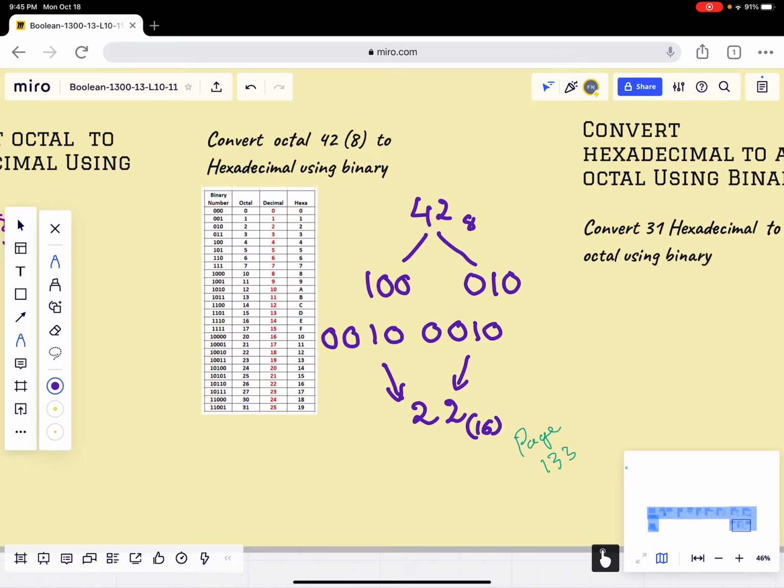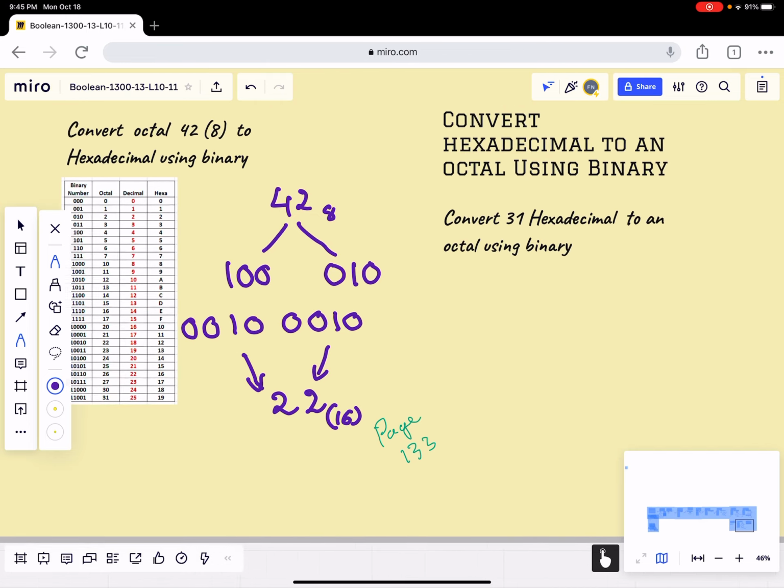So make sure that before you change from octal to binary, you have to have a 3 bits word, and number 42 is 0, 1, 0 for 2 and 1, 0, 0 for 4. And after that, you want to change to hexa. You need to group 4 bits starting from the right to your left. And if you don't have enough bits, then add 0 to your left. And in this case, you got 0, 0, 1, 0 that represents 2. And 0, 0, 1, 0 represents another 2. So you got 22 hexadecimal.